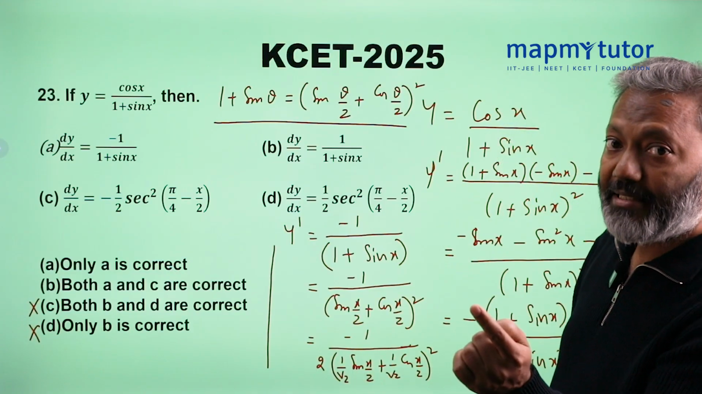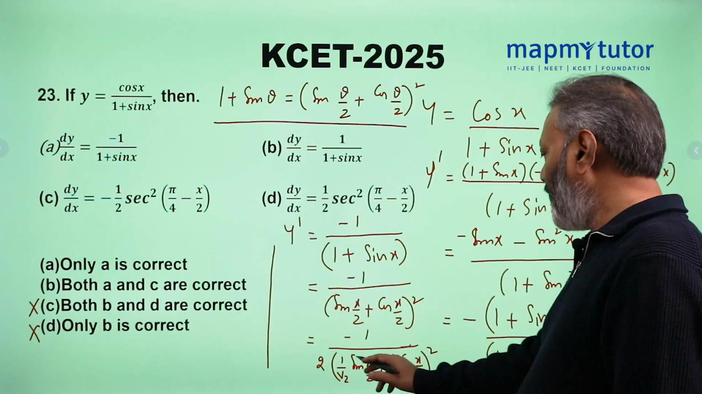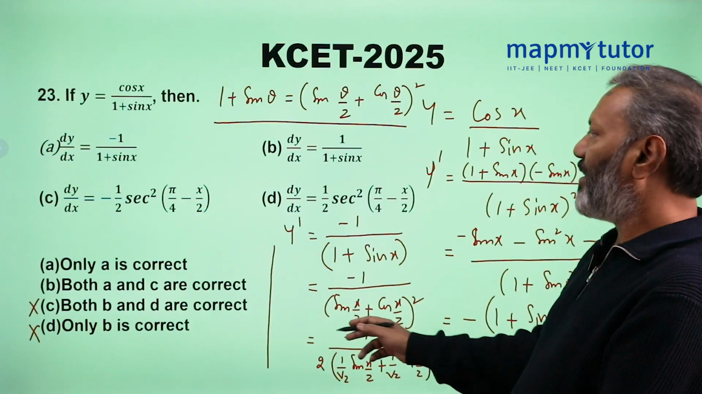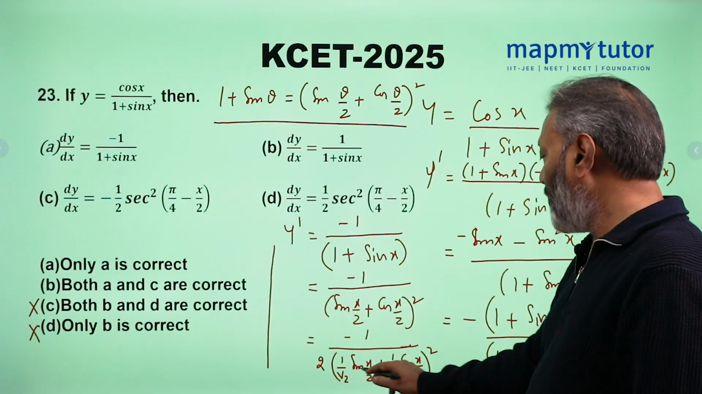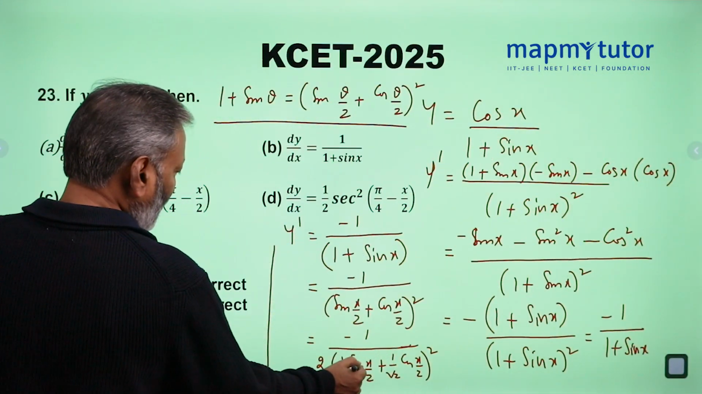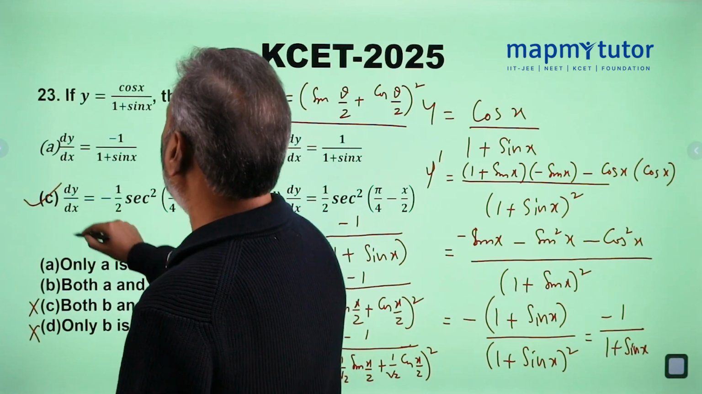Because 1 by root 2 is both sin pi by 4 and cos pi by 4. Therefore, if I write it as sin pi by 4 and cos pi by 4, I'll get the cos of a minus b form. That's my idea. Therefore, this will be equal to what? Cos of (pi by 4 minus x by 2) whole square, which is secant square. So, option C is also correct.